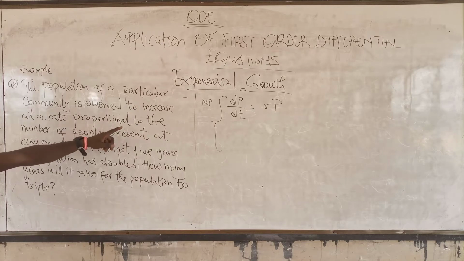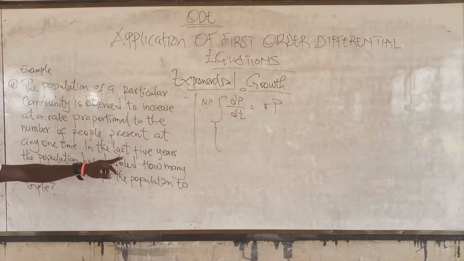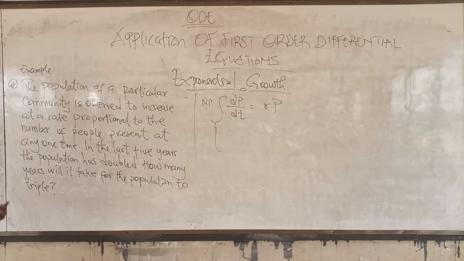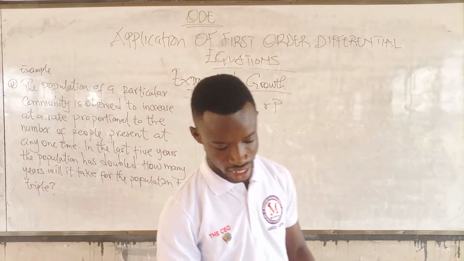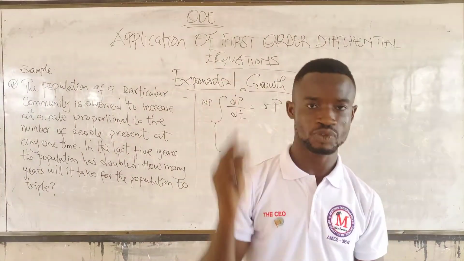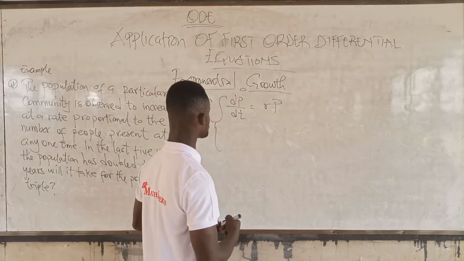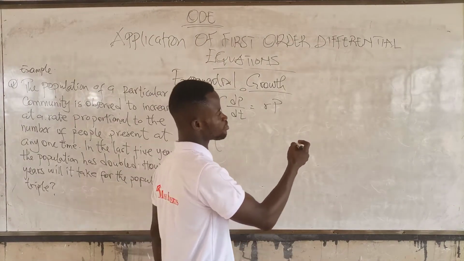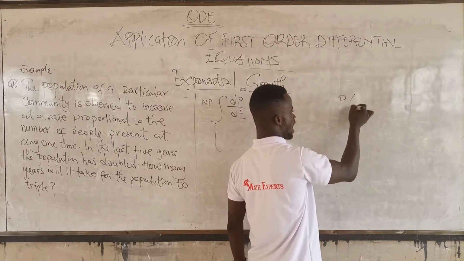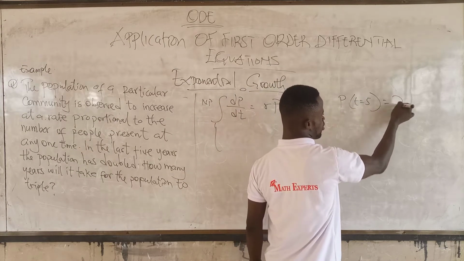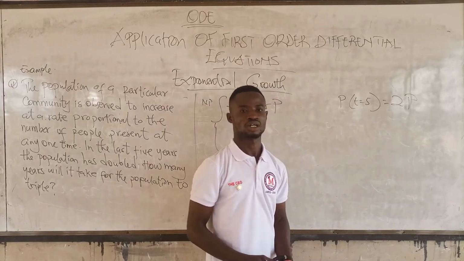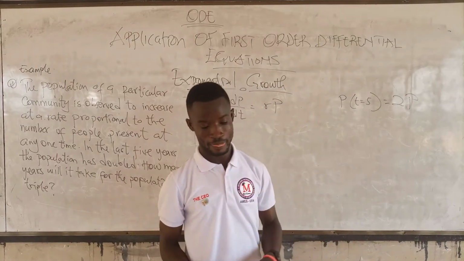At a rate proportional to the number of people present at any time. In the last 5 years, the population has doubled. Very good. So what this means is that at t equal to 5, the population doubled. That is 2P naught.